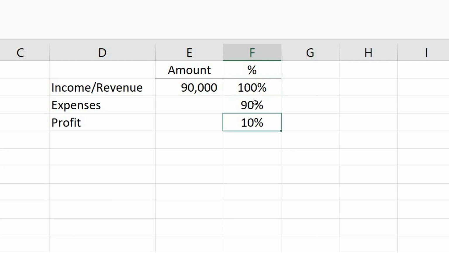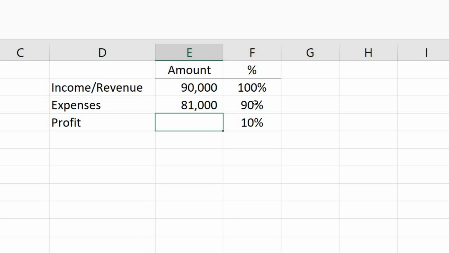So, kung ang tinatanong niya kung magkano yung expenses, very simple. You just have to multiply your income or revenue by the percentage of your expenses, which is 90%. So, you will get, the expenses is 81,000. So that is equivalent to 90% of your income or revenue.